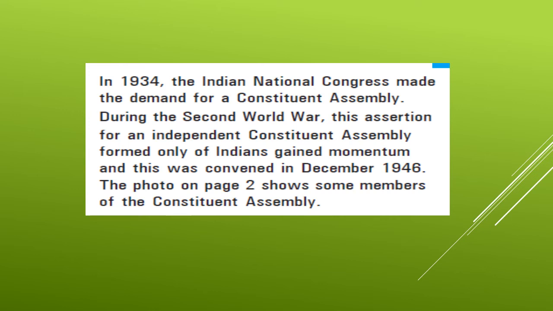So this was only the beginning of the demand for a constituent assembly by the people, and the British government gave little importance to a constituent assembly in India. During the Second World War too, the Indians were confident that they would get an independent constituent assembly, but it was restricted among the Indians themselves. Finally, after a long period of struggle, in December 1946, the Constituent Assembly for India was convened.